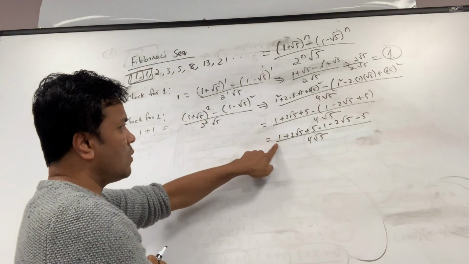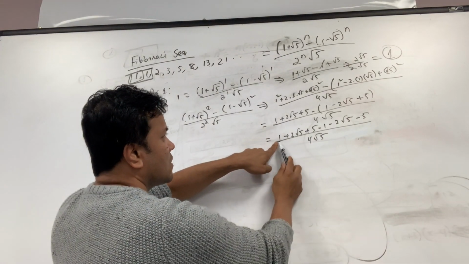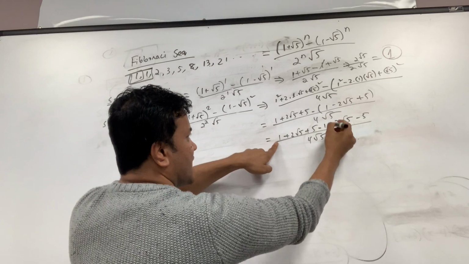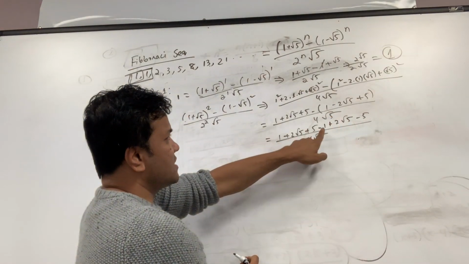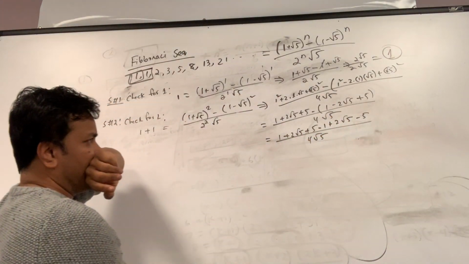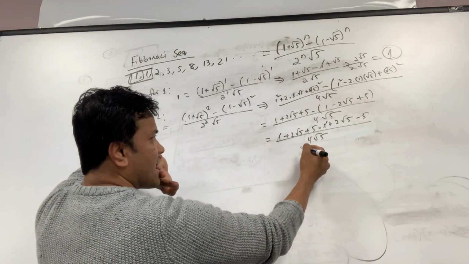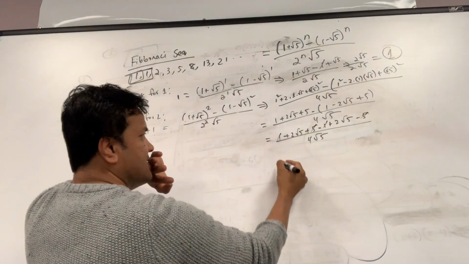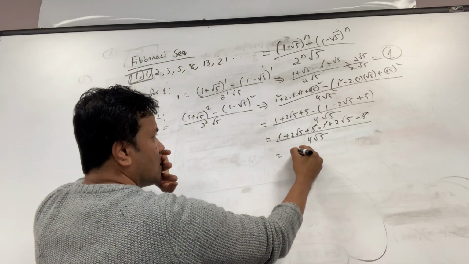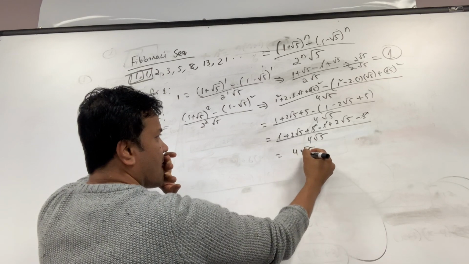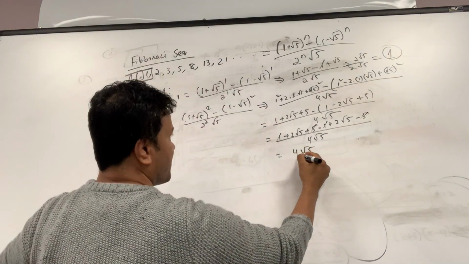So 5, 1, 1, 5. Oh, okay. Minus, plus. Minus 1 plus 2. Okay, all right, I think that's it. This 1 cancels, and the 5's cancel. Oh, okay, 4 root 5, or 4 root 5.